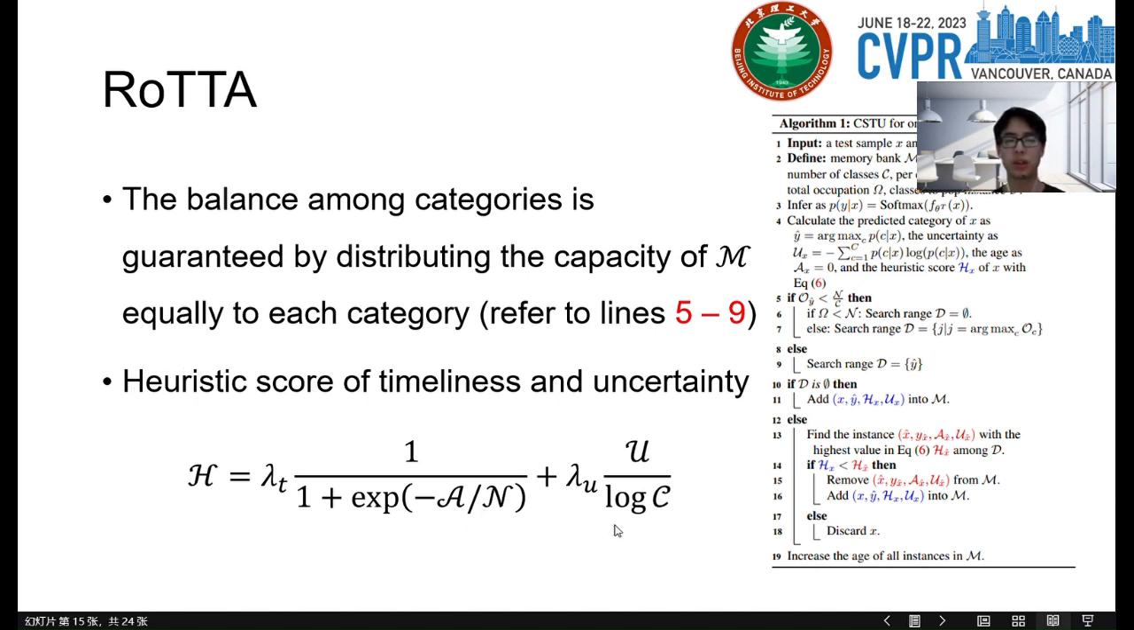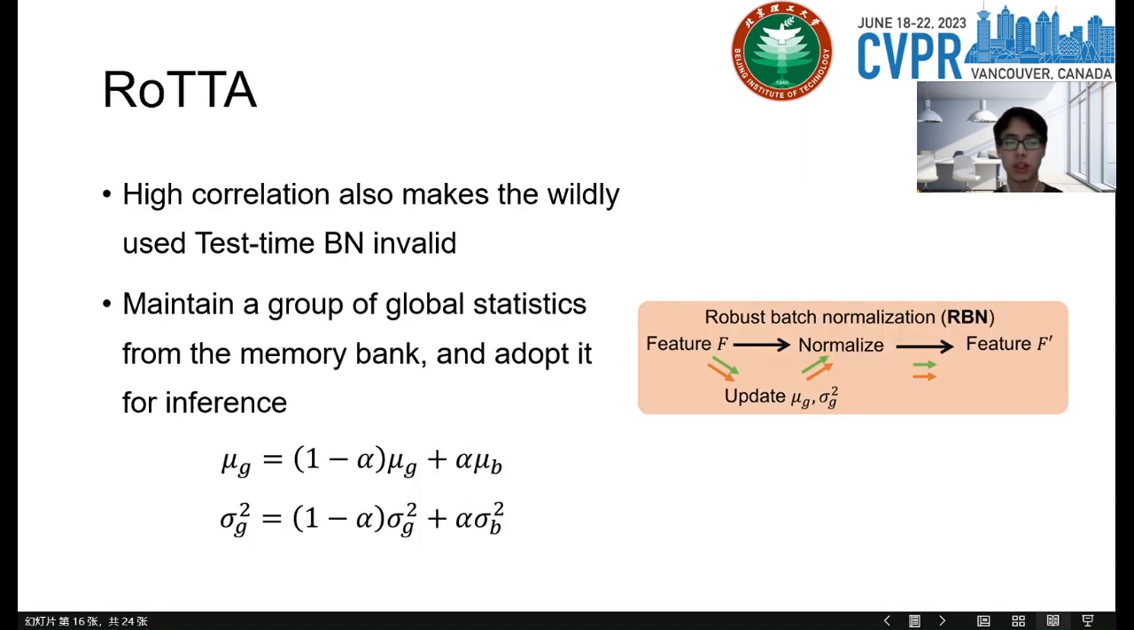Secondly, due to the continually changing test distribution, old samples in the memory bank are limited in value and could even impair the ability of the model to adapt to the current distribution. And the samples of high uncertainty always produce erroneous gradient information that can hinder the model adaptation. So we design a heuristic score of timeliness and uncertainty as the following equation.